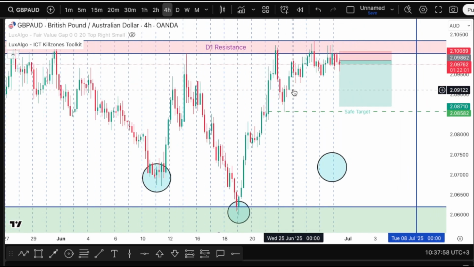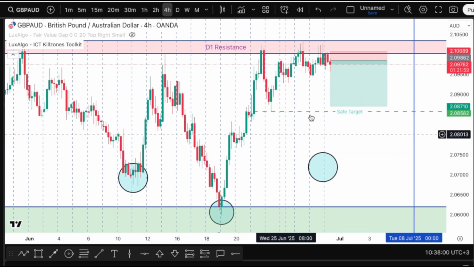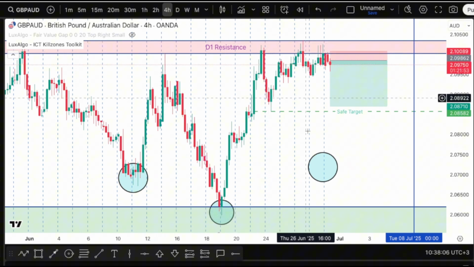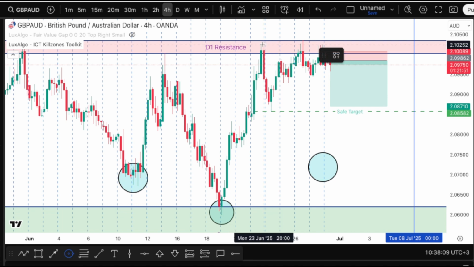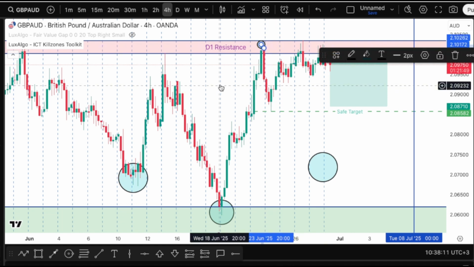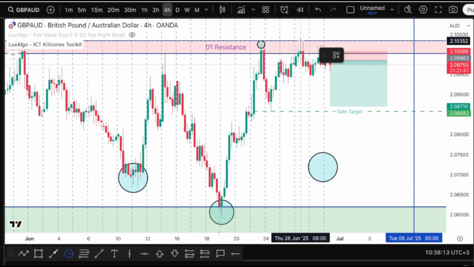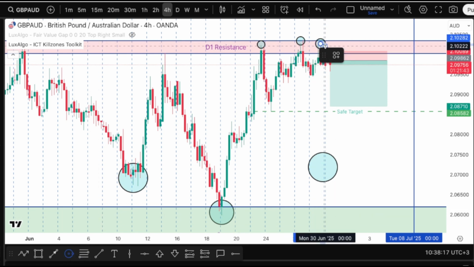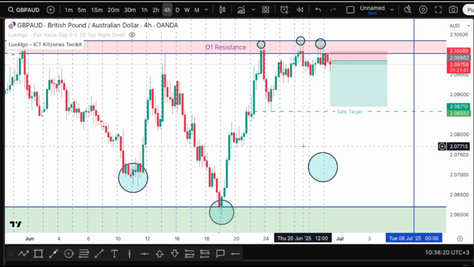Now what was happening last week? Let's just go through what happened the last few days. The price came here, it was rejected, came here again, it was rejected here. So the price has been rejected here for the third time. Once again, on H4, the price has been rejected at D1 resistance 3 times.